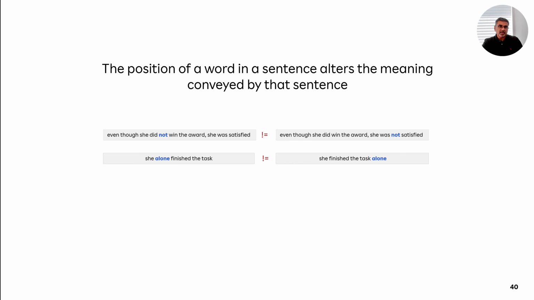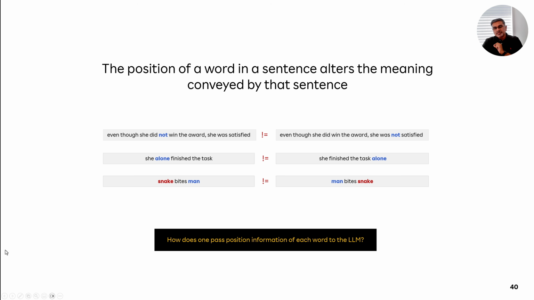And you can take many such examples. "She alone finished the task." If I just change the position of the word "alone" and I make it "she finished the task alone," they are conveying vastly different meanings. Or "snake bites man" and "man bites snake." If I just exchange the positions of the words snake and man, it completely changes the meaning. So the position of the word influences the meaning that is conveyed by a sentence. Now, how does one pass this position information of each word to the large language model?